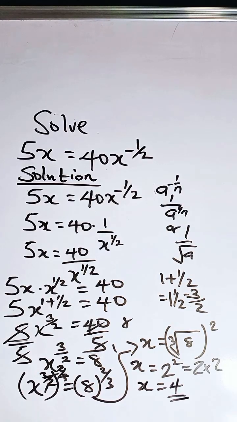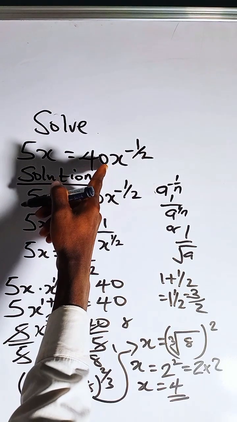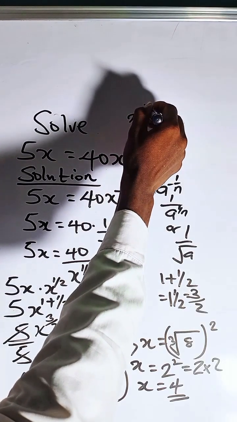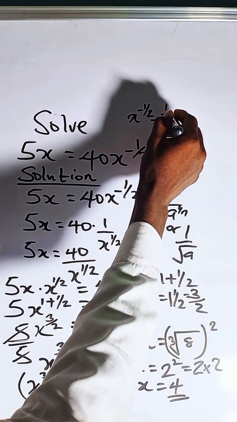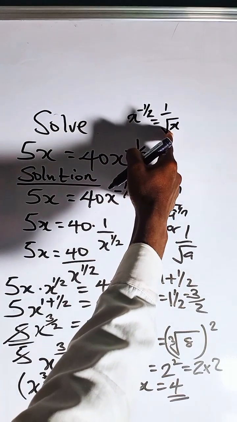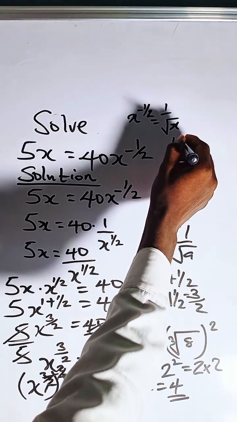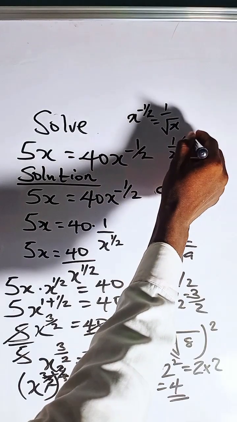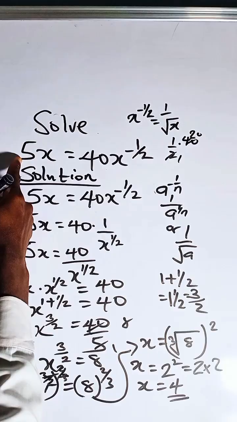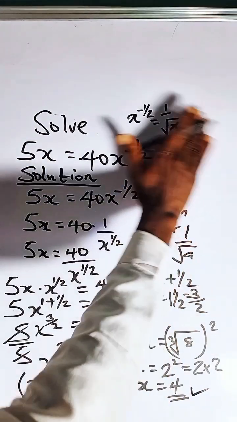So when we put 4 in this equation, 5 times 4 is 20. Then x to the power minus half is 1 divided by the square root of x, and x is 4. The square root of 4 is 2, so we have 1 over 2. When we multiply it by 40, we simplify: this is 20, so 1 times 20 is 20, and 5 times 4 is 20. So that means the value of x equals 4.